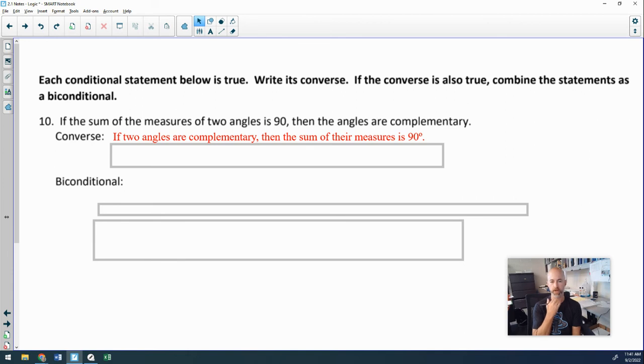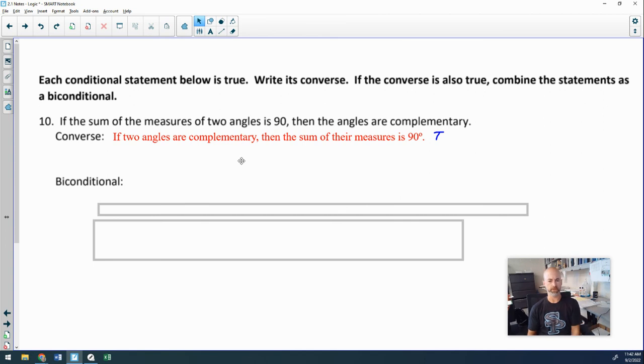If two angles are complementary, then they will add up to 90. So they are both true statements, right? So this is true, as is the original. That means this can be written as a biconditional, which means you have the if and only if statement in it. And so the biconditional for this one would be, oh, I didn't write it. Where'd it go? Okay, it disappeared.